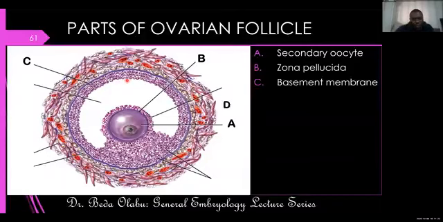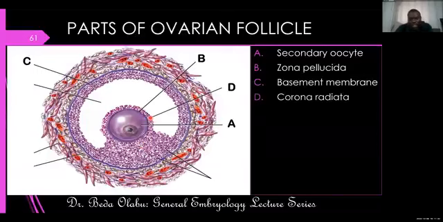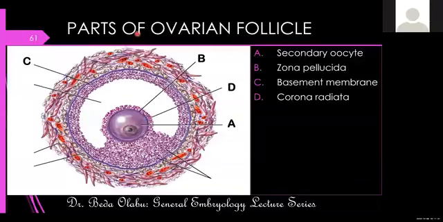Now, these cells, and these cells, I've said, are the follicular cells, but the follicular cells exist in 3 different populations. The population labeled D is what we called the corona radiata.